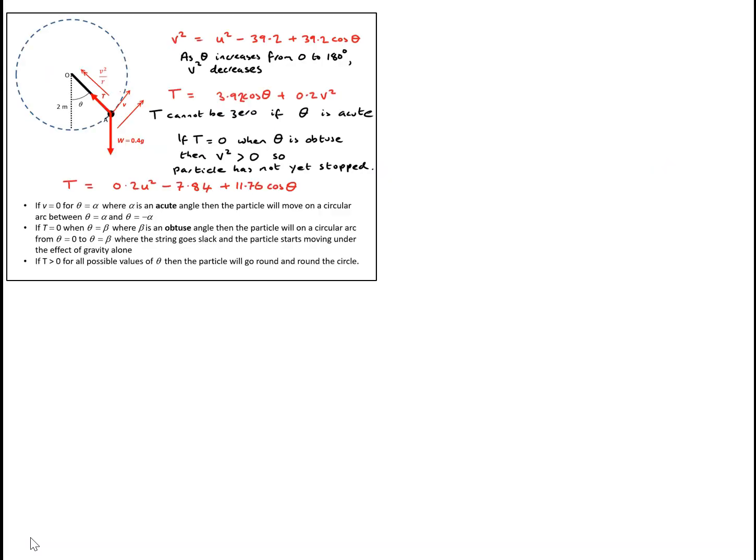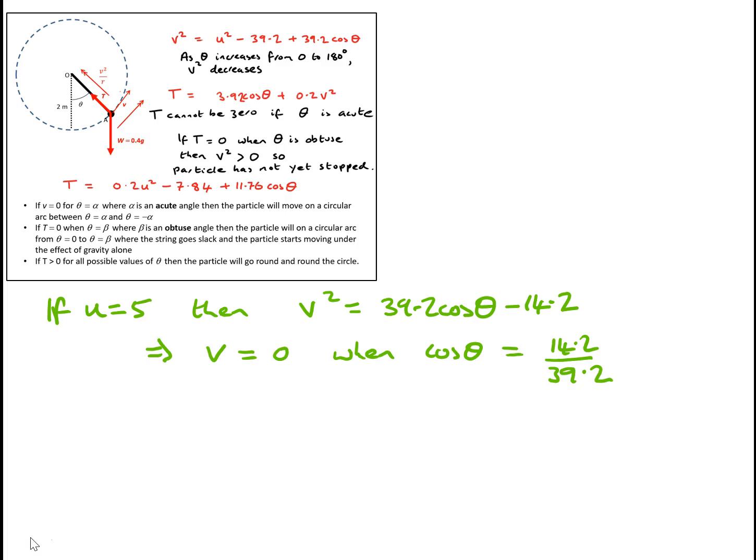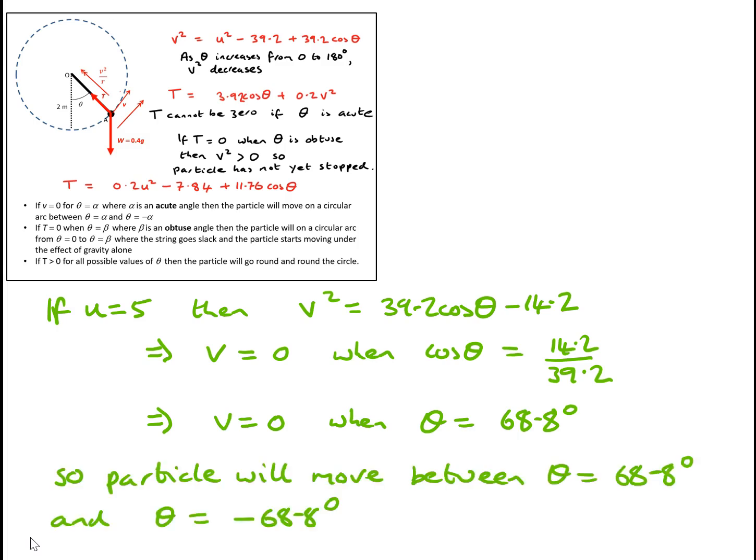So bearing these three possibilities in mind, let's consider what happens. First of all, if we have u equals 5, then we've got v squared is 39.2 cos theta minus 14.2. So if v equals 0, we've got cos theta equals 14.2 divided by 39.2, which gives me theta equals 68.8 degrees, and we have the particle swinging between 68.8 degrees and minus 68.8 degrees.